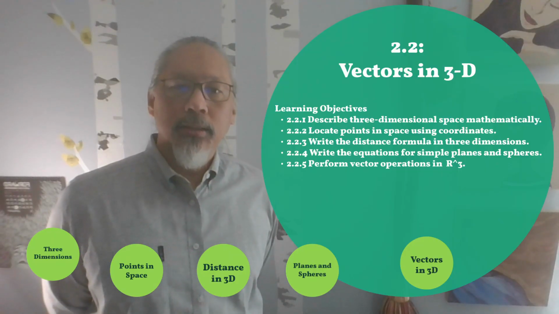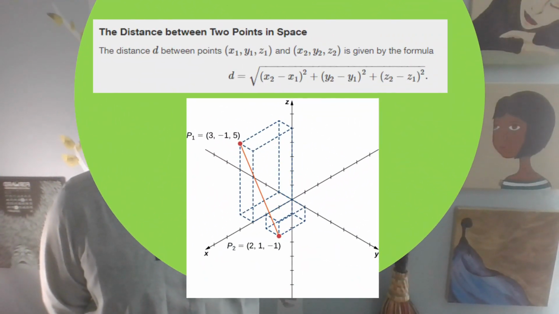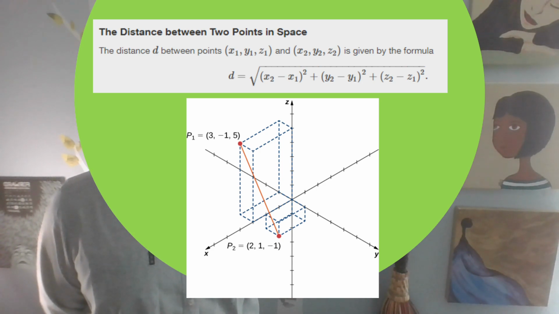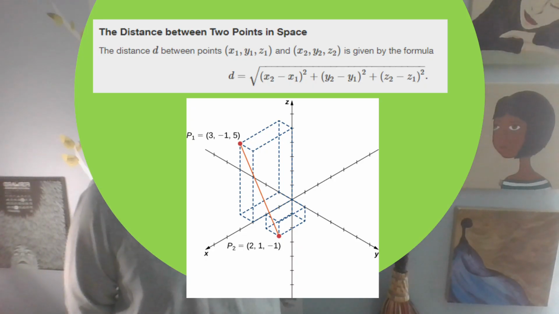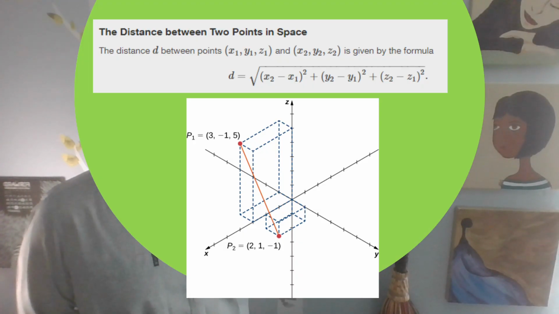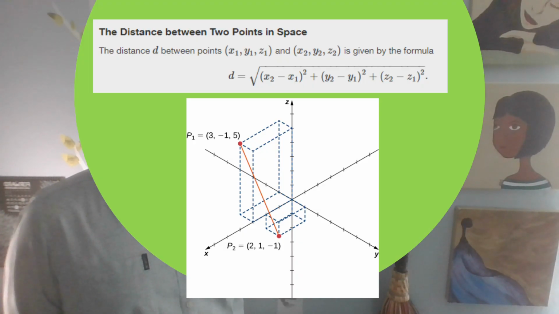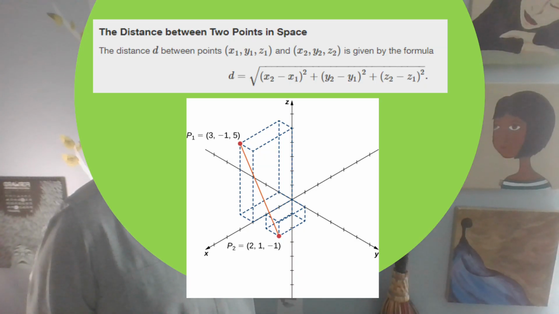Then let's take a look at the distance formula in 3 dimensions, which is very similar to the distance formula in 2 dimensions, except that in 3 dimensions we will have an added z component. The distance between the points (x1, y1, z1) and (x2, y2, z2) will be the square root of the difference of the x's squared plus the difference of the y's squared plus the difference of the z's squared.